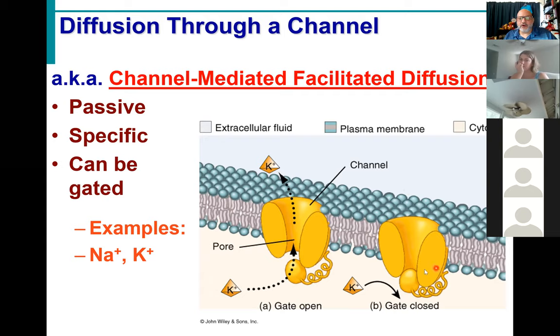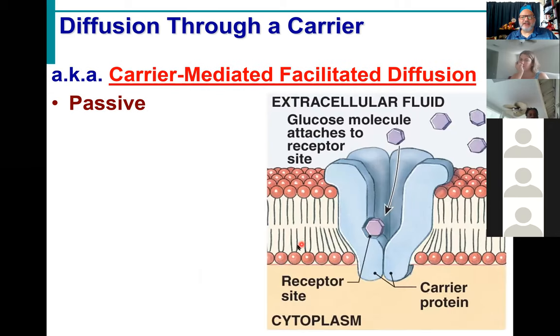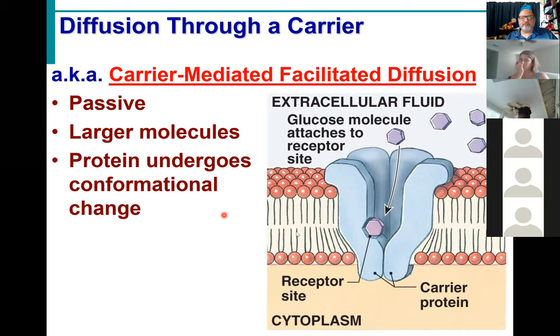All right, so we have our pore. Now it's closed, here it's open. So it can be selective, it can be gated, but it's just a hole. It doesn't change shape. Carrier mediated facilitated diffusion uses proteins, but notice these proteins are only open on one side. So again, it's passive, but it allows larger molecules into the cell. And again, the key to this is that fancy word, our protein undergoes a conformational change. But as we mentioned, that's just a fancy way of saying that it changes its shape.